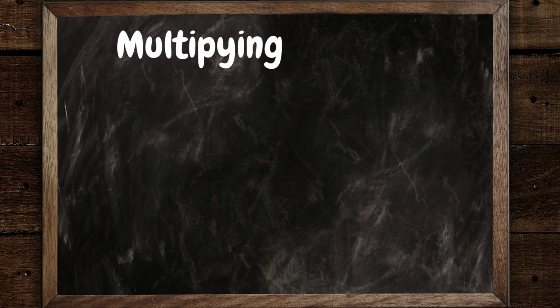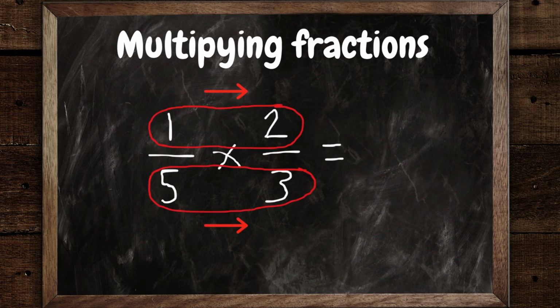Now let's have a go at multiplying fractions. So when you're multiplying fractions, it's quite simple. All we need to do is multiply across. So for example, if we have 1/5 multiplied by 2/3, all we do is multiply the two top numbers, which gives us 2 times 1 is 2, and then multiply the two denominators, which is 5 times 3, which gives us 15. So our final answer will be 2/15.